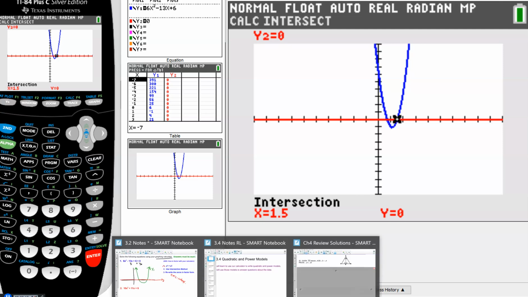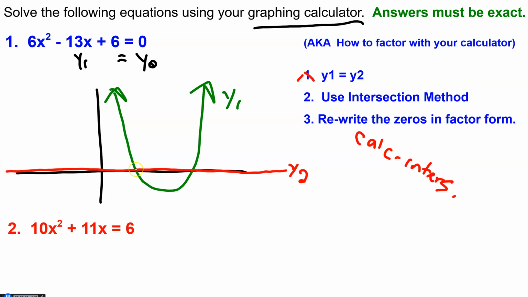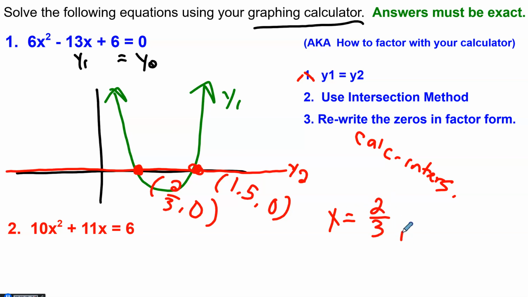So if I go back to my sheet, this one here is going to be 2/3, 0. And this one here is going to be 1.5, 0. So if I asked you to find me the zeros, you would say the zeros are x equals 2/3, comma, and 1.5. Some of them, as we keep going, we might have 4 or 5 zeros here. This one we have 2.